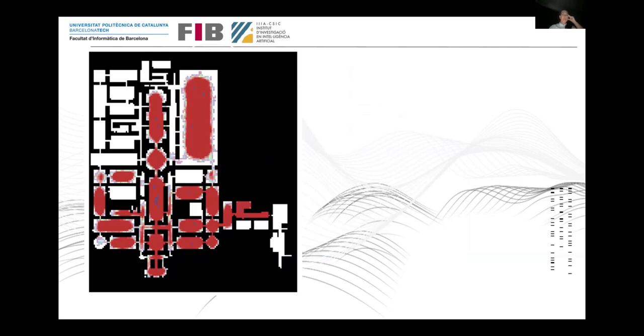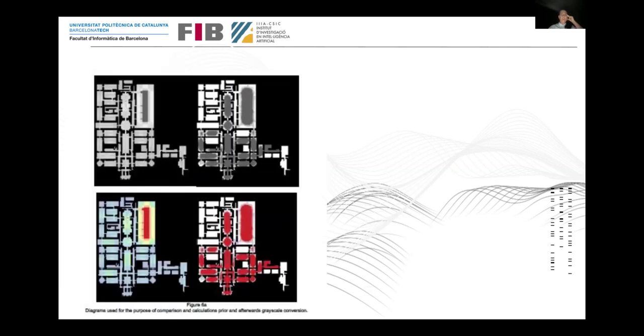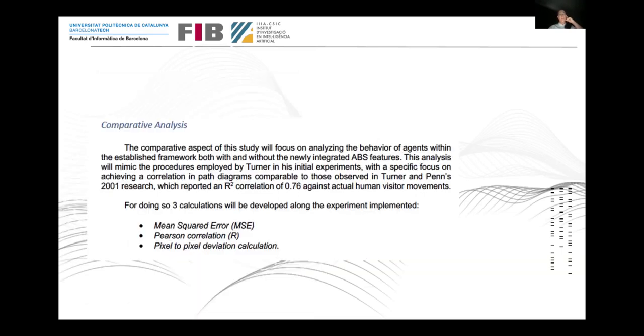So the previous diagrams were showing paths. This diagram is a little bit different one. It's showing the number of times an agent is visiting a patch. So after those first tests, the numbers were developed for the validation of the framework.